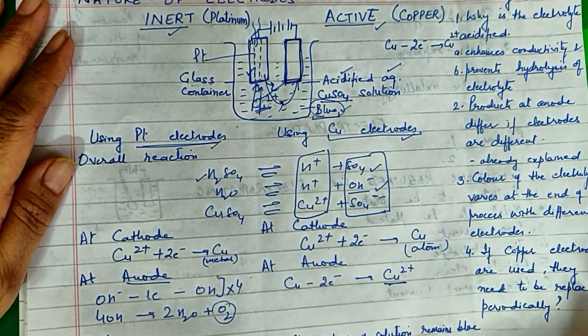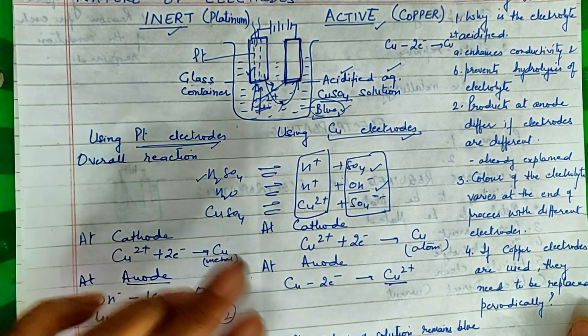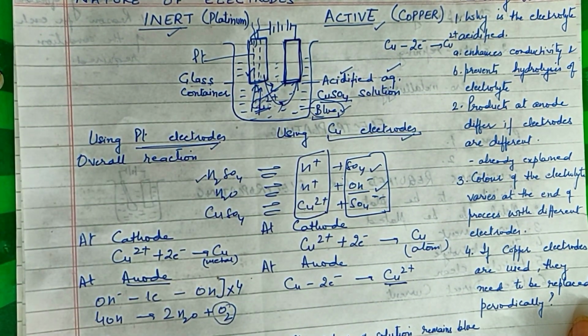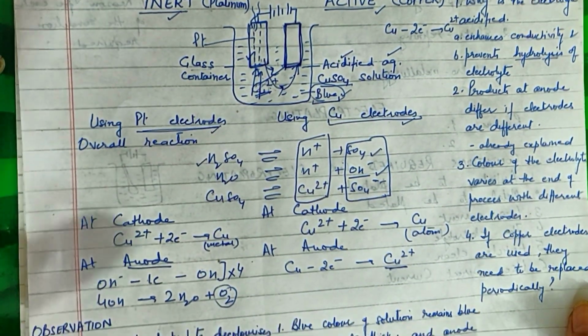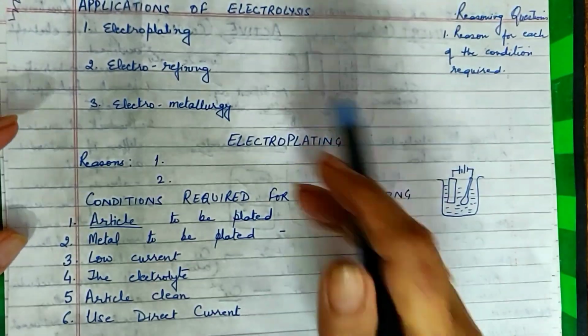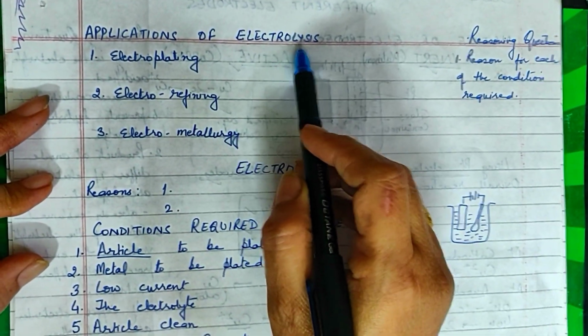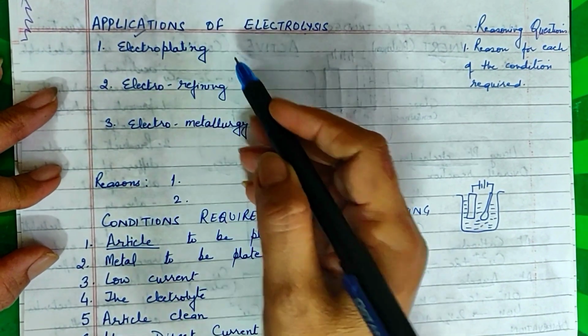So I hope you followed the electrolysis and how the products are different if active and inert electrodes are used. Now, having done so much about electrolysis, let's see, is this process of electrolysis useful in any way? So we are going to talk about applications of electrolysis. Where is this process of electrolysis actually applied, used?